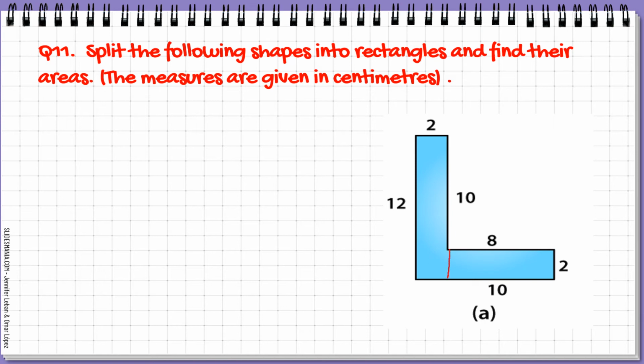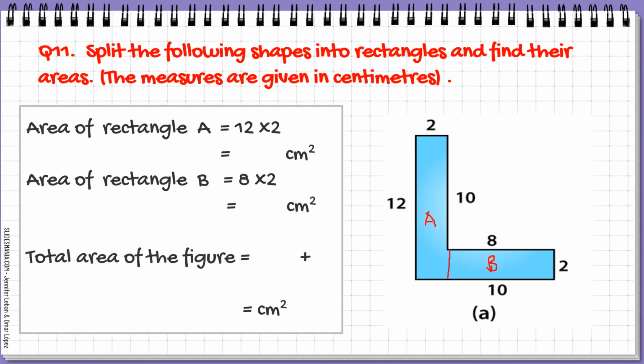When I split it, how many regions do I have? I have 2. I name the first one as A, I name the second one as B, and try to solve it. Area of rectangle A, we can clearly see both of them are rectangles. From here till here is 12, and we already have the breadth of it. So area will be 12 into 2. And how much is 12 into 2? Tell me. 24? Yes. So region A is 24 centimeters square.